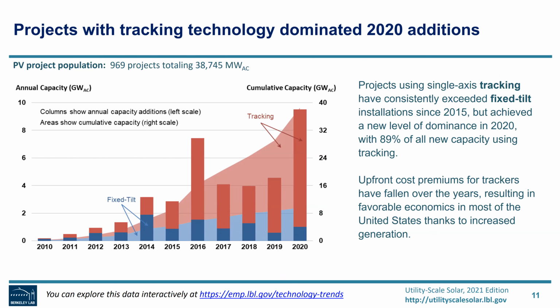We already saw this as a 2020 snapshot on the map, but single-axis tracking has really dominated solar additions over the past 6 years. This was especially true in 2020, when 9 out of 10 modules were mounted on trackers that followed the sun over the course of the day, resulting in higher annual output compared to a fixed tilt system. As we will see in a bit, the cost premium for trackers has fallen over the past years, such that the overall economics are now really in favor of this tracking technology in most of the United States. Next slide, please.